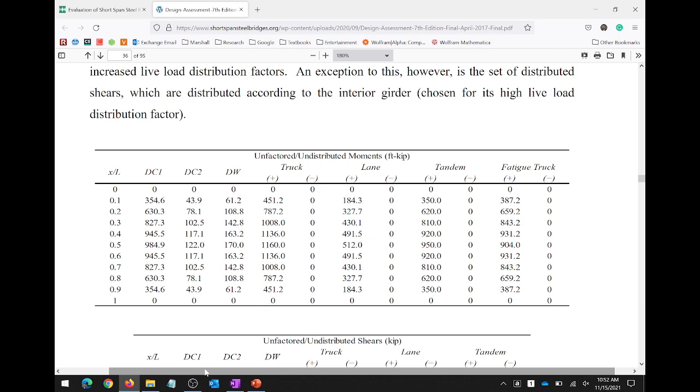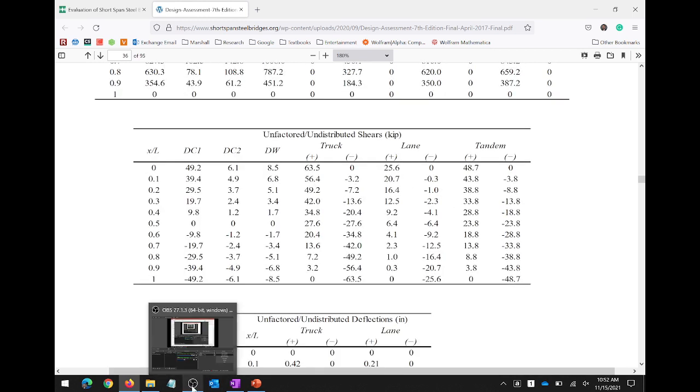So if we did our analysis, let's say, 18 feet from the support, that would be this row. So this is the truck positive, truck negative, lane positive, lane negative, tandem positive, tandem negative. These are moments. And then here are the shears, and it's done in the exact same way, 100% the same way. And so what's happening is we just do this at a series of points along the bridge, and we just continue to do this analysis to get the envelope of results. So for the truck, the lane, and the tandem, we've got an envelope of results, a range of results.